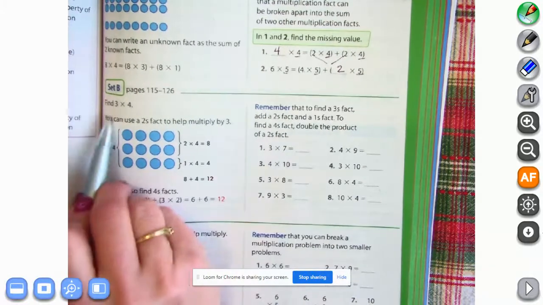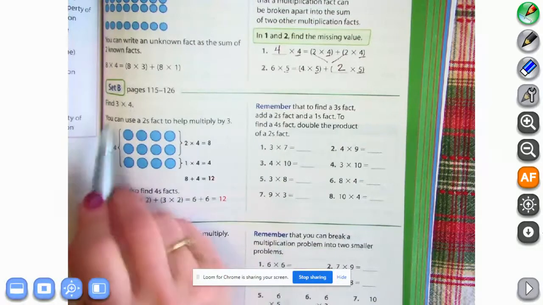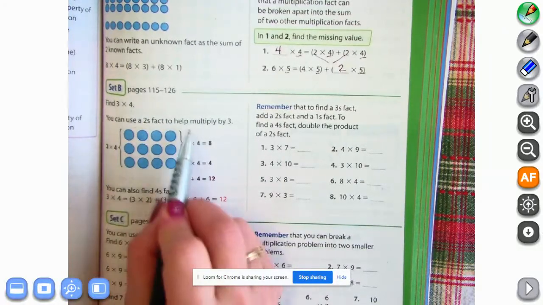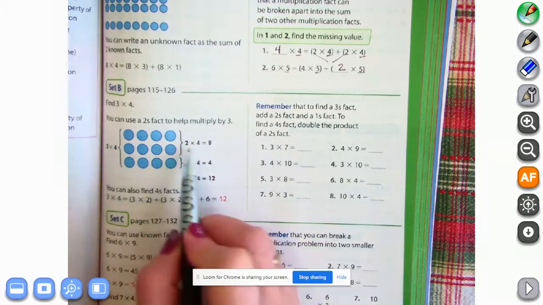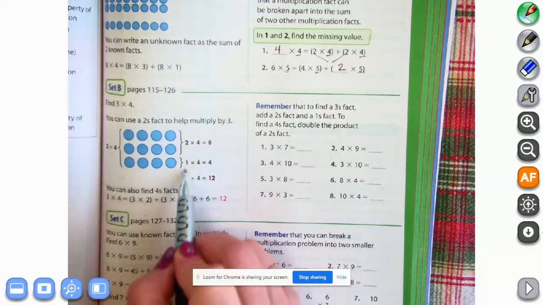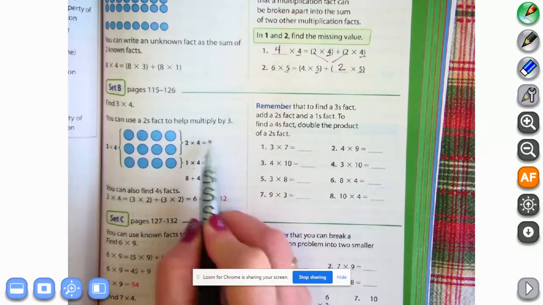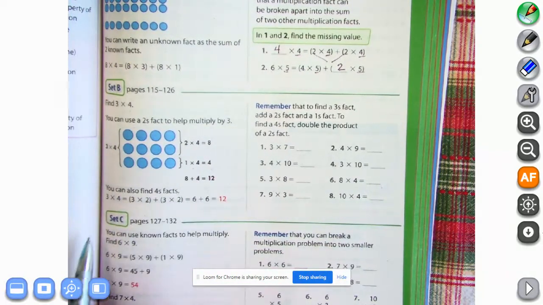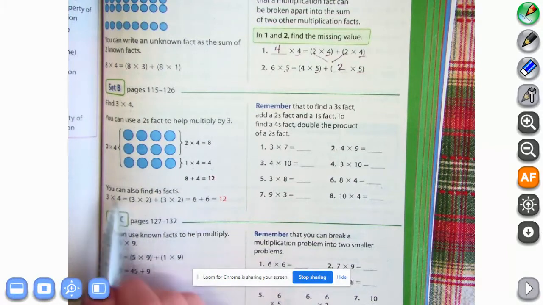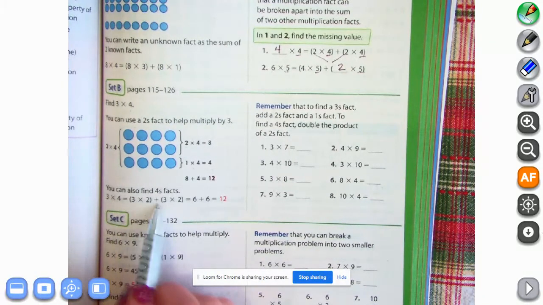Set B, find 3 times 4. You can use a 2's fact to help multiply by 3. 3 times 4 can be broken down into a 2 times 4 equals 8, plus a 1 times 4 equals 4. 8 plus 4 is 12. You can also find 4's facts. You can break down the 4 and make it 3 times 2 plus 3 times 2, which is 6 plus 6 is 12.